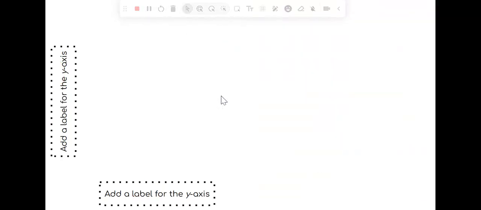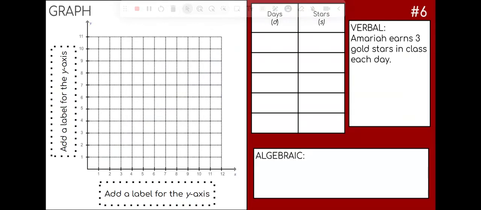Number 6. Oh, never mind. They just put it off to the side. Okay. So verbal: Amaria earns 3 gold stars in class each day. We have a table still, but it's a vertical table. It's going up and down, which I prefer tables to look like anyways, because then you can see your ordered pairs a little bit more clearly.